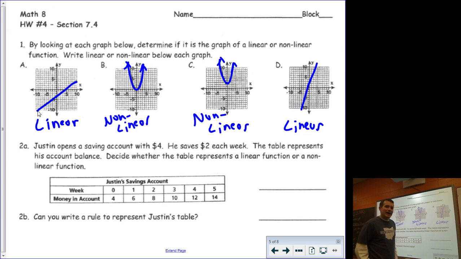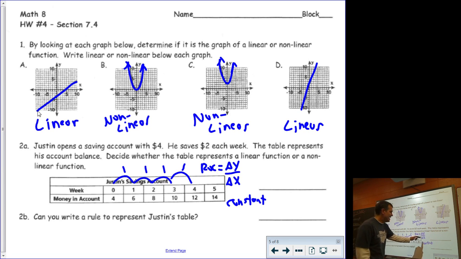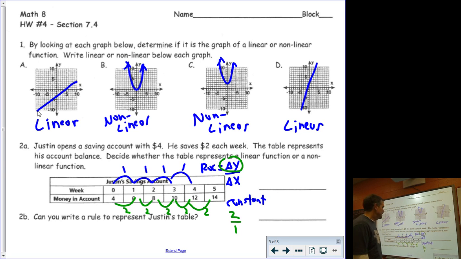Problem 2. I have to look at the table and see if it's linear or not. It's linear if the change in y over the change in x, right? That's called the rate of change, if that is constant. So let's check and see if it's constant. The x's are going by 1 every time, right? Increase by 1, increase by 1. The change in x is always 1. What about the change in y? The change in y is 2, 2, 2. The change in y is always 2. So the rate of change is constant. It's 2 over 1. And because it's constant, we can say that that is linear.